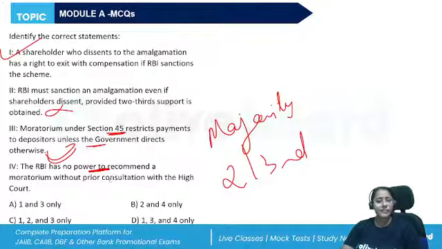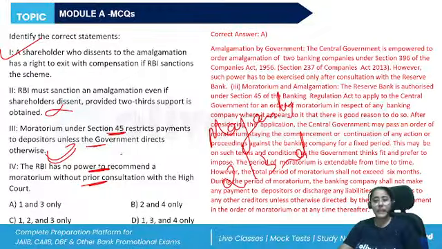And RBI has no power to recommend? No. RBI has the power. If RBI wants to recommend a moratorium, they will do so. It is not necessary that they consult first the High Court. All right, so the correct answer will be A, 1 and 3.